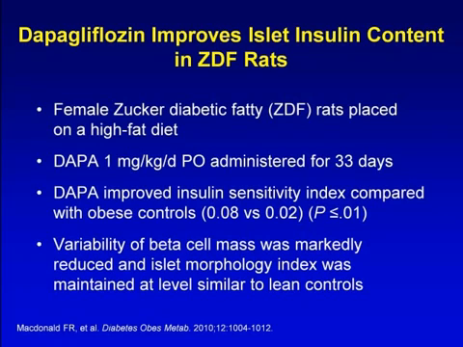They looked at the beta cell mass itself histologically, and there was a markedly reduced variability with the islets, and the morphology index was maintained at a level similar to the lean non-diabetic controls. This shows you that, again, the full effect of SGLT2 inhibition may not be only due to glucose excretion from the kidney, but may also have beta cell preservation type of effects.